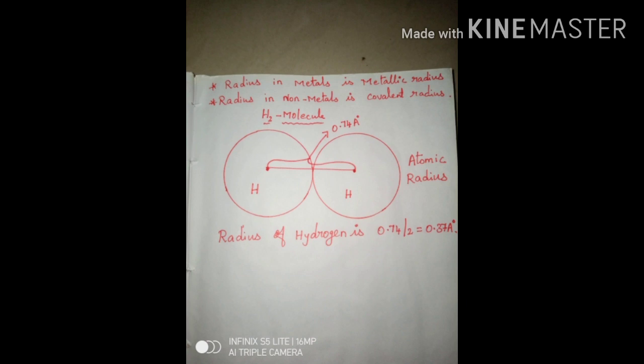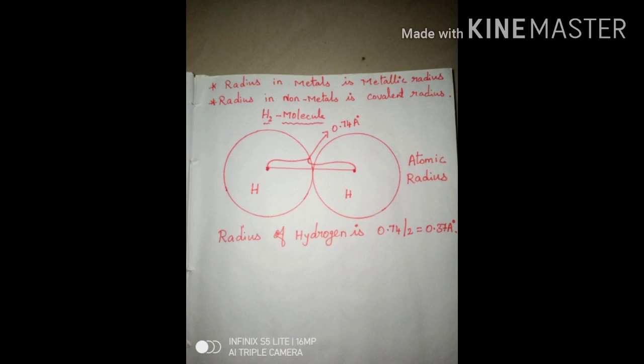One is metallic radius, another one is covalent radius. What is meant by metallic radius? Atomic radius in metals is known as metallic radius, and the atomic radius in non-metals is known as covalent radius. That is half of the distance between the nuclei of adjoining metal atoms or non-metal atoms.